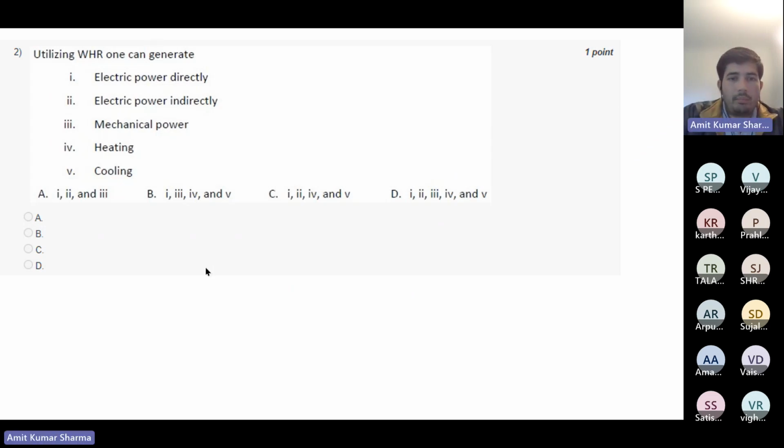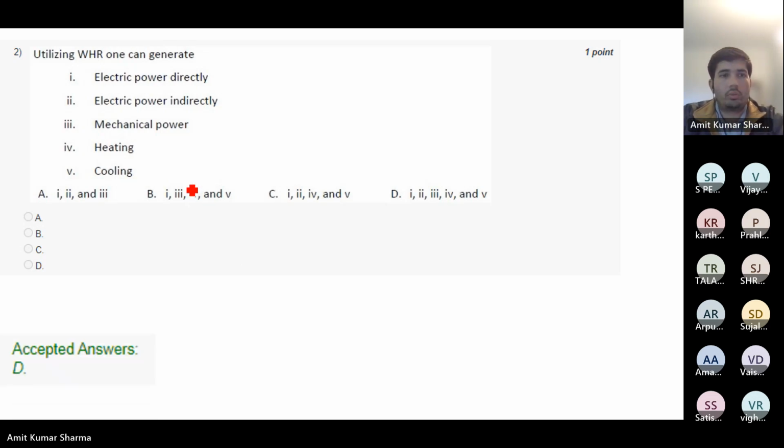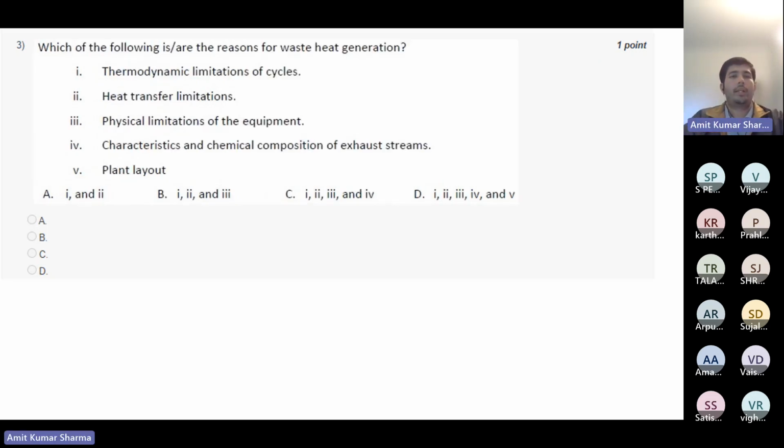So let's come to the next question. So the answer is D. Question number 3. Which one of the following are the reasons for waste heat generation? Option A, thermodynamic limitation of cycles. Option B, heat transfer limitation. Option C, or you can say 3, physical limitation of the equipment. 4, characteristics and chemical composition of exhaust streams and plant layout. Go through all the options and come with a solution.